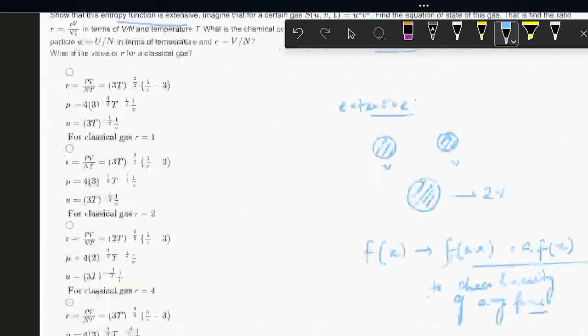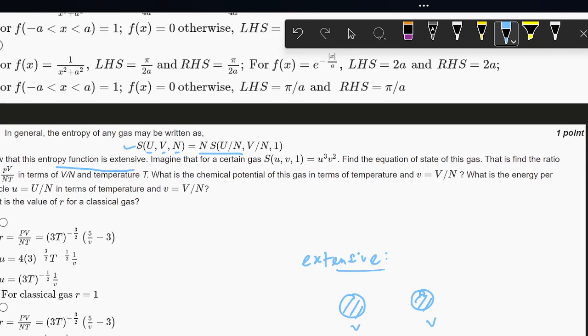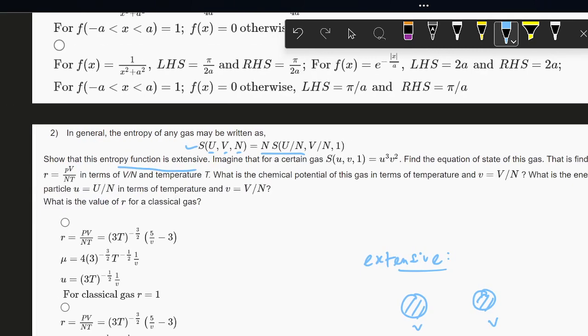Now after that proof is done, check out the other parts of the problem. What is asked is that, imagine for a certain gas the entropy function with u, v, 1 in the argument is given as u cube v square. Now find the equation of state for this gas. So for a certain gaseous system you have been given the particular form of the entropy, and you have been told to get the equation of state for this gas.